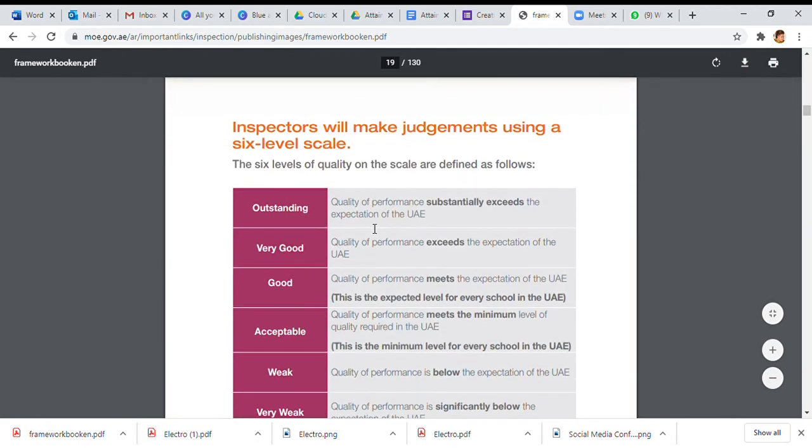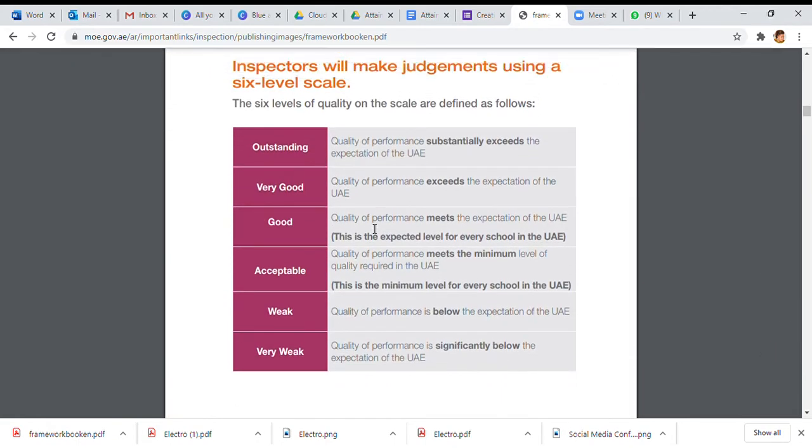Page 19 gives us the 6 level scales of how everything is rated. And if you notice, the language matches. KHDA ensures that all of the language matches. So this is what the definition of outstanding is. Very good, good, acceptable, weak, and very weak.